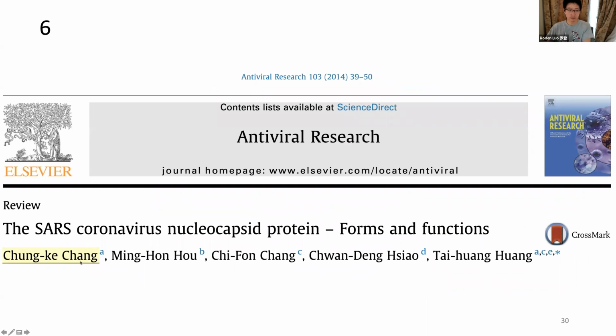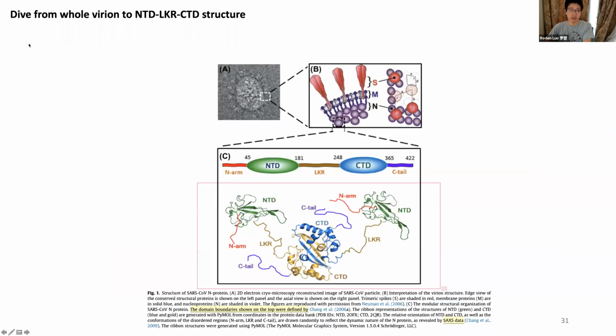Another one from Chang Chong K. This is a review, so I will repeat some of the previous descriptions. This is a figure that dives from the virion structure to the cartoon representation that has S and M and N, and then further dives into the N details. It has N arm, NTD, linker, CTD, C tail, and the clamp structure here.